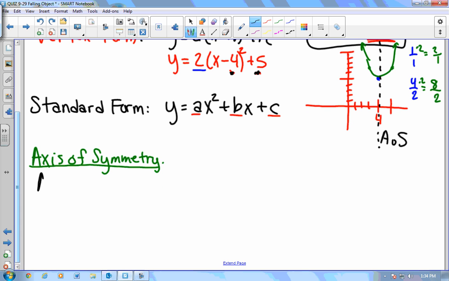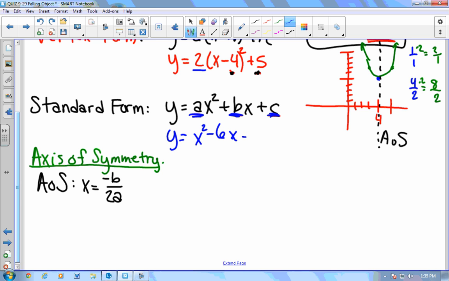Here's the formula for axis of symmetry. X equals negative b over 2a. Negative b over 2a. B's and a's come from your standard form. So if I was to give you a standard form, y equals, actually let me grab this one right here, x squared minus 6x plus 4.